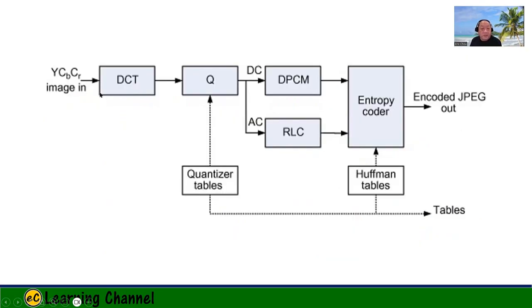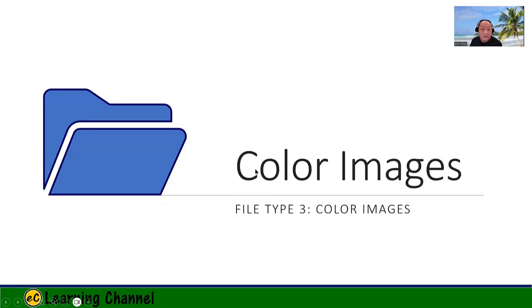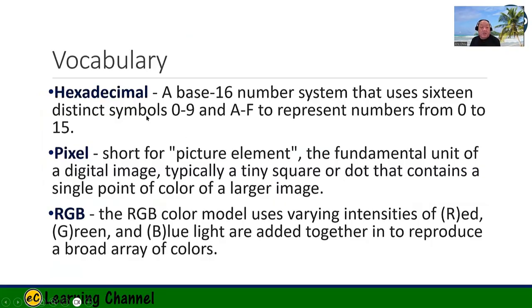Okay, so this one is a JPEG format. You convert your JPEG input using the compression scheme. Okay, so you can compress your color image to black and white image. Okay, you can also do color image. Color image, you have RGB channel.